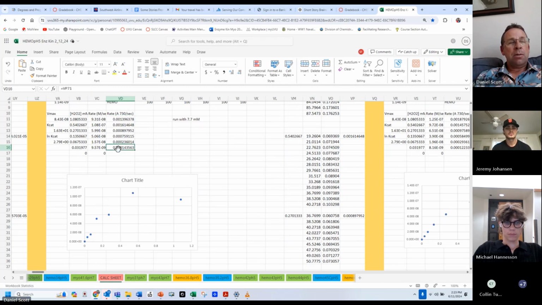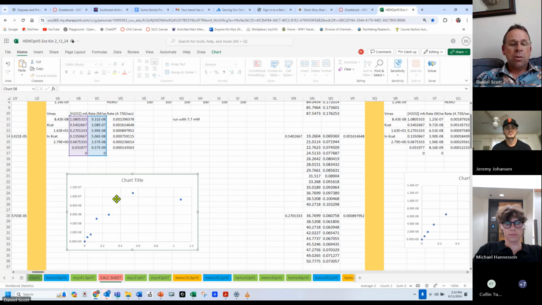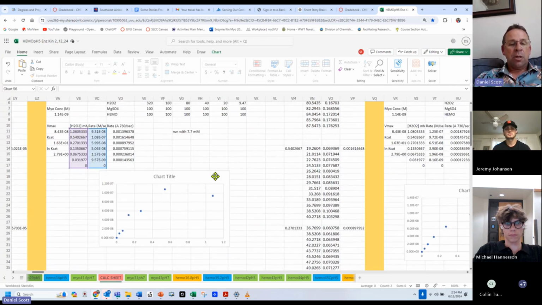That is converted to molarity of hydrogen peroxide per second, and then that's plotted against the concentration of the hydrogen peroxide. This is done for all 6 of our concentrations of hydrogen peroxide. We get a 0,0 point because we blank our cuvette. And then this plot here should be able to be fit with the Michaelis-Menten curve following saturation kinetics.